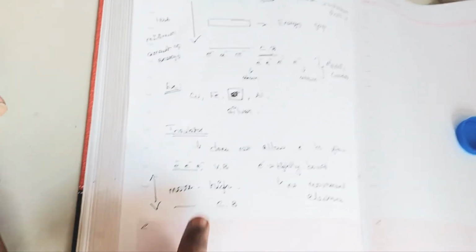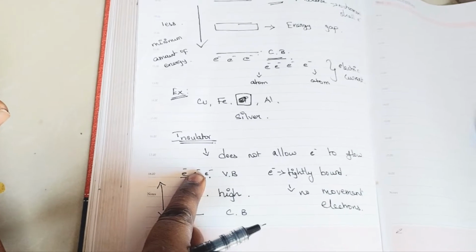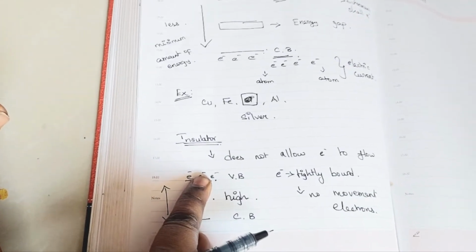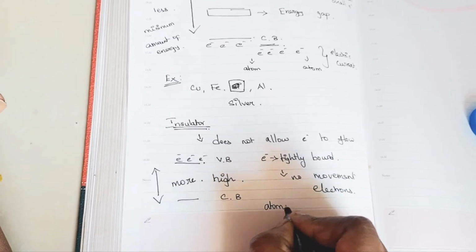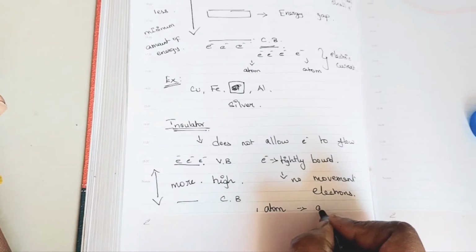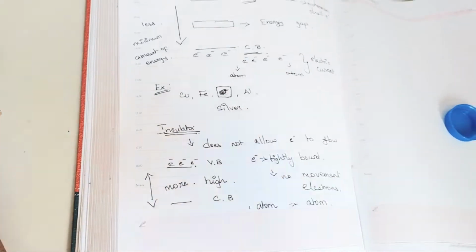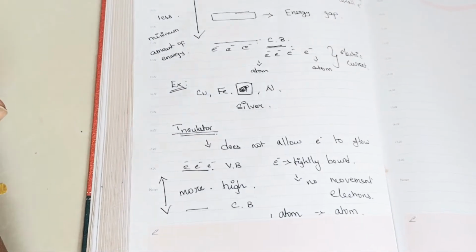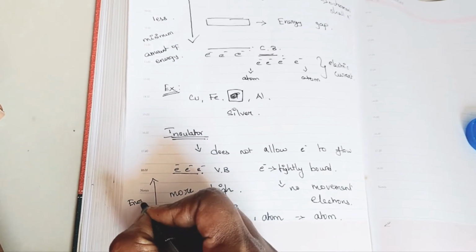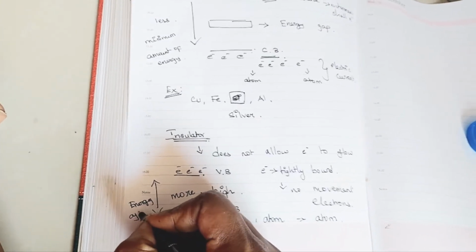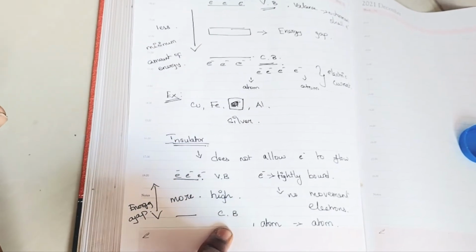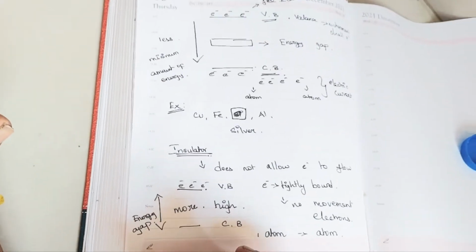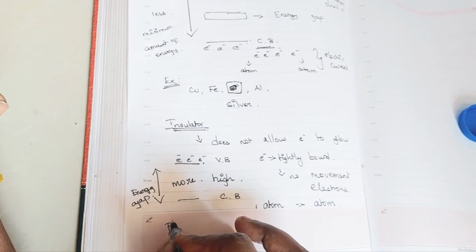So the electrons are already tightly bound with the atom. The electrons are not ready to move from one atom to the other atom, so it is not moving. There is no flow of current at all. At the same time, as I told you, the energy gap is more for electrons to move from the valence band to the conduction band. So what is the example for an insulator?